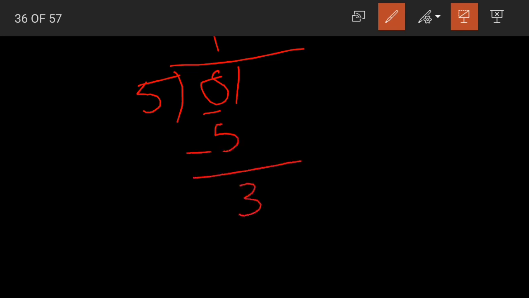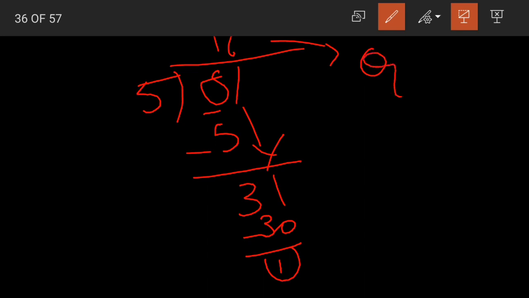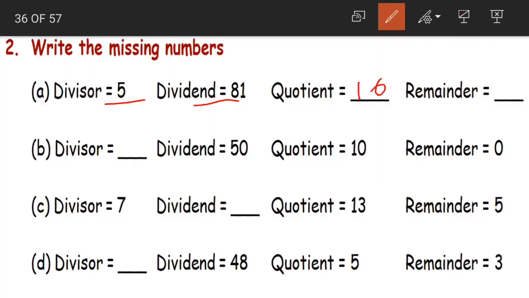81 divided by 5. Now when we divide, 5 ones are 5. Subtract, 3 is remaining. 1 brought down. 5 sixes are 30. When we subtract, 1 will be remaining. So 16 is our quotient and 1 is our remainder. I'll explain B and D later, but first let me explain question C.